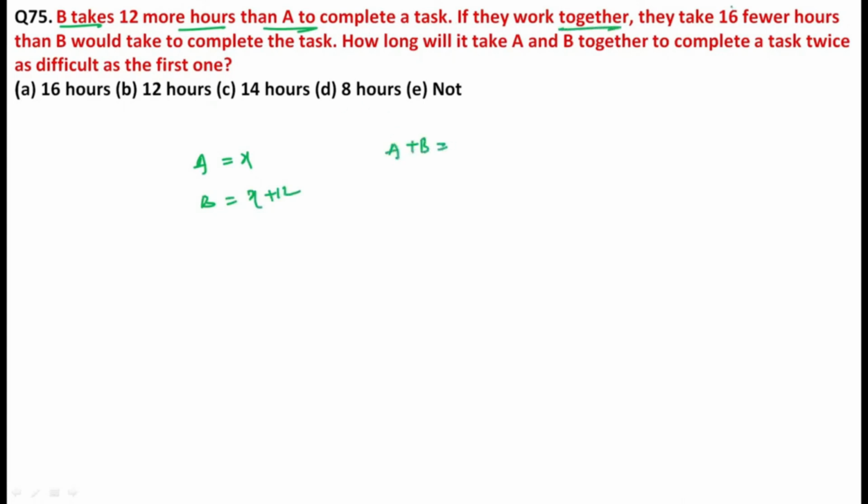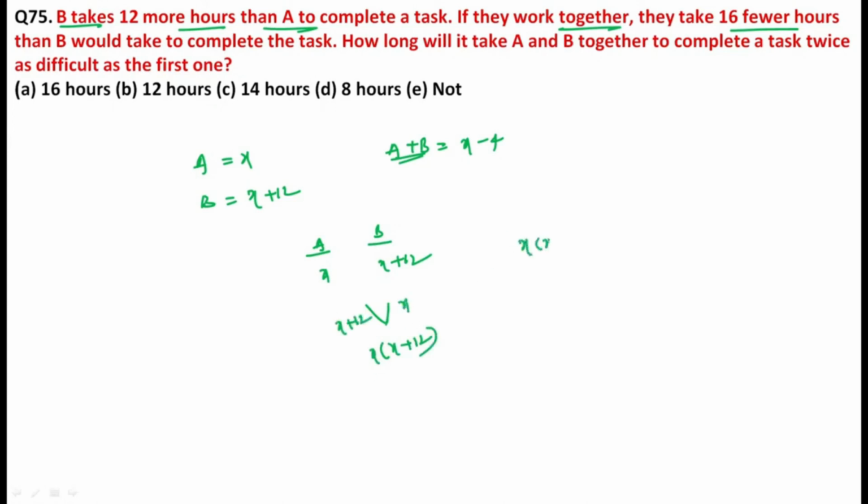Now, if they work together, it takes 4 hours less than B. That means if both are working together, it takes X minus 4 hours. How long can A and B together complete a task twice as difficult as the first one? A does the work in X days, B does the work in X plus 12 days. The total work here is X into X plus 12. B does X plus 12 units, A does X units.